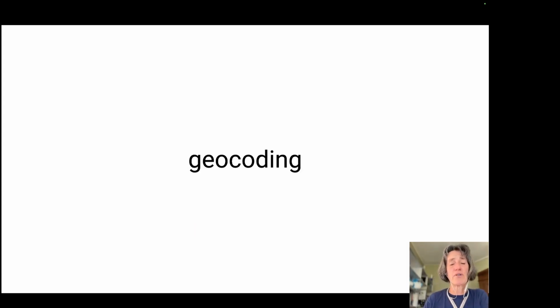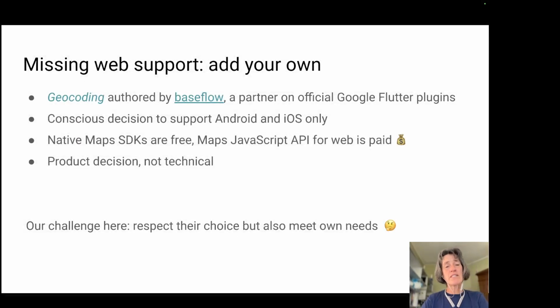The second part was a little more complicated, the geocoding package. Now this package is written by a company called Baseflow, a Dutch company that often partners with Google on official Flutter plugins. Now, in their case, they made a very conscious decision to only support Android and iOS. And the reason is that those two platforms have native SDKs that make maps work for free. If they were to add web to it, it would use a paid API, and it would mix free and paid accesses, which they felt was too confusing to the user and was kind of muddling the water.